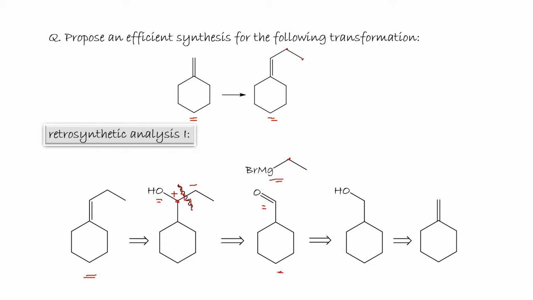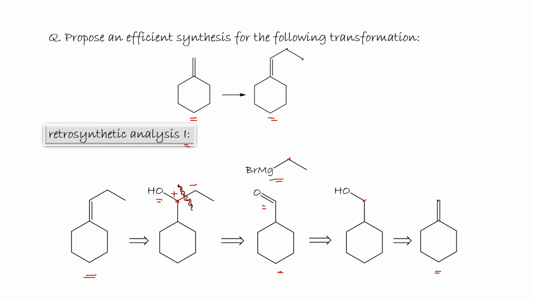And we can get the aldehyde from primary alcohol, which we can obtain from the given alkene by hydration. And we notice that the OH will be on the carbon carrying more hydrogen, so that will be anti-Markovnikov addition, hydroboration followed by oxidation. This is retrosynthetic approach one.